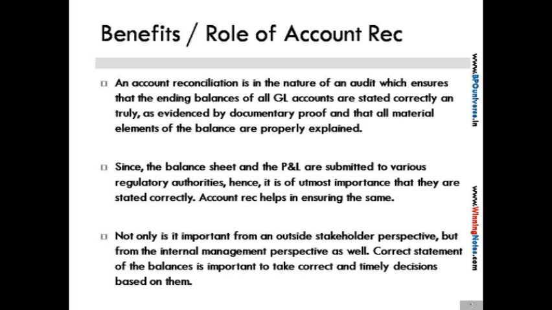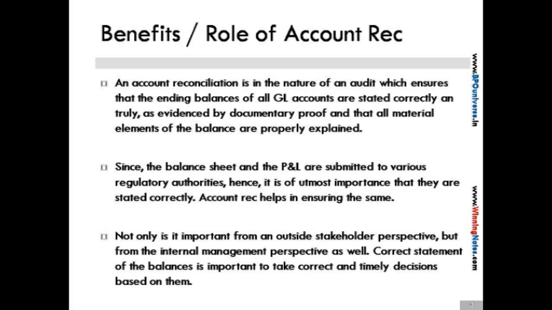Now, since the balance sheet and the profit and loss are submitted to various regulatory authorities, it is of utmost importance that they are stated correctly. Account rec helps in ensuring the same. An account rec helps in making sure that the closing balance is correct, and hence that whatever documents are given to the government authorities represent the correct ending balance.